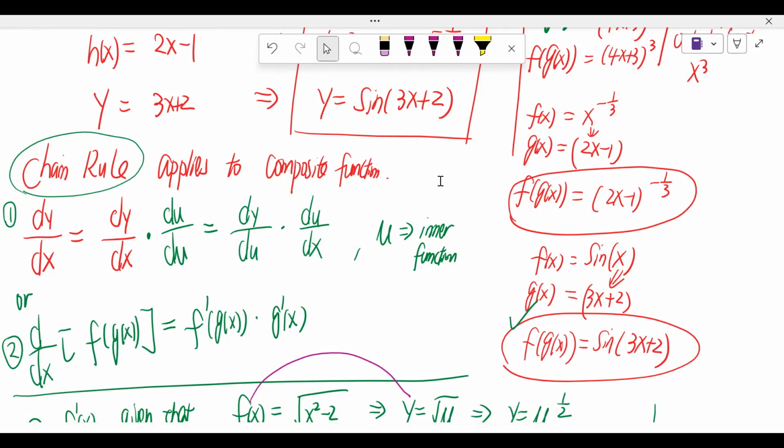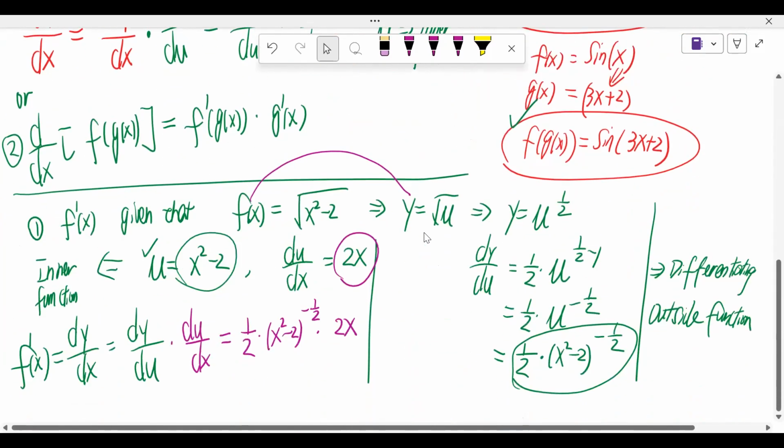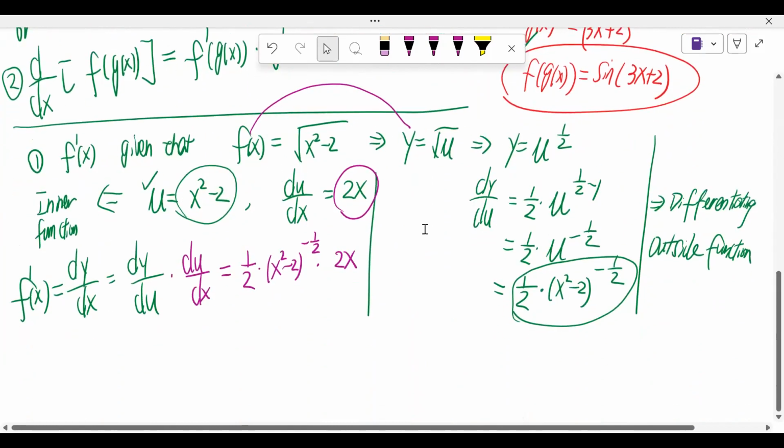That's why we don't cancel du, right? It stays there. So right here, we break down into 2 steps. First step is just first of all changing f of x to y. They are equivalent, right? y is f of x, same thing. We just change it from function notation to standard notation. And we're assuming the inner function is x squared minus 2.